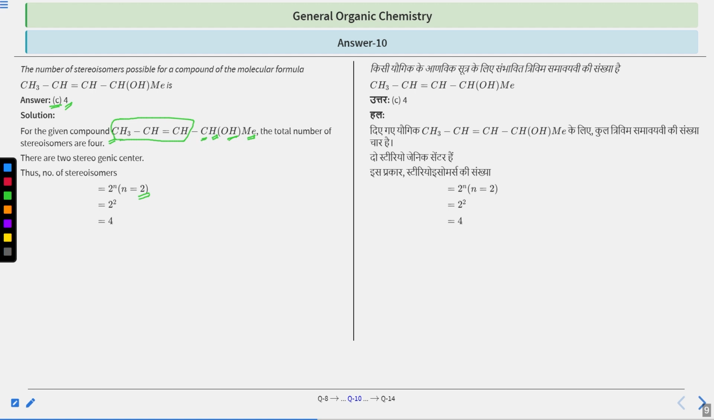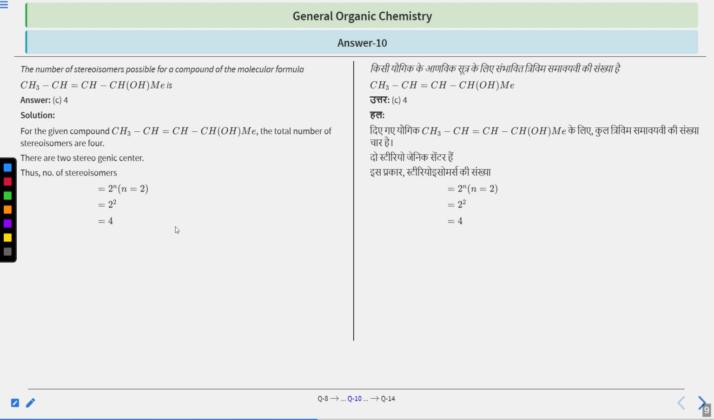So this will become a chiral carbon, and you can see that a double bond is also present between two carbon atoms, due to which we can get cis or trans forms of isomers for this. So n will become 2 because n is the number of isomers possible plus the chiral center. So 2 to the power 2 will be 4. And thus the total number of stereoisomers possible for the given compound will be 4, and thus our option C is the correct answer.